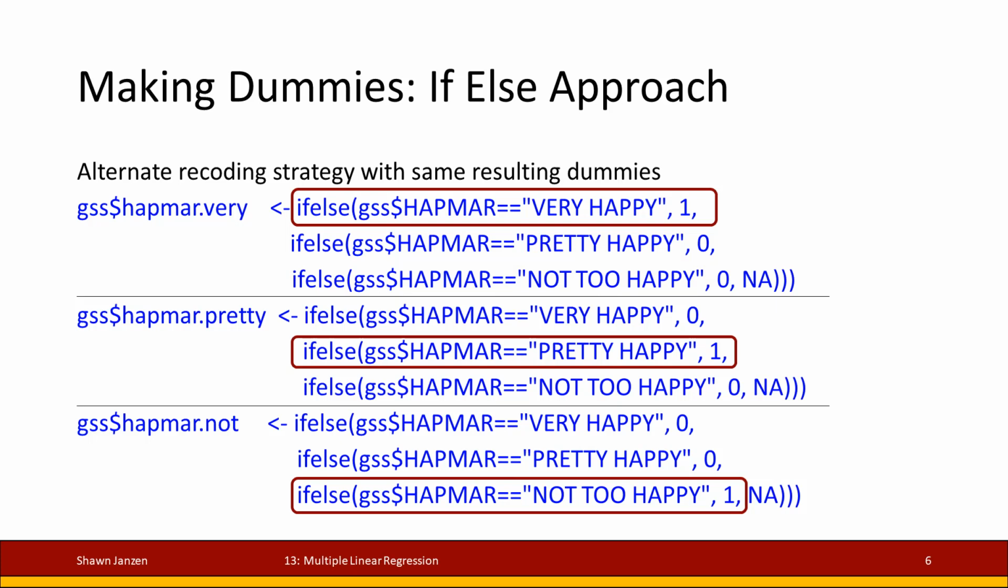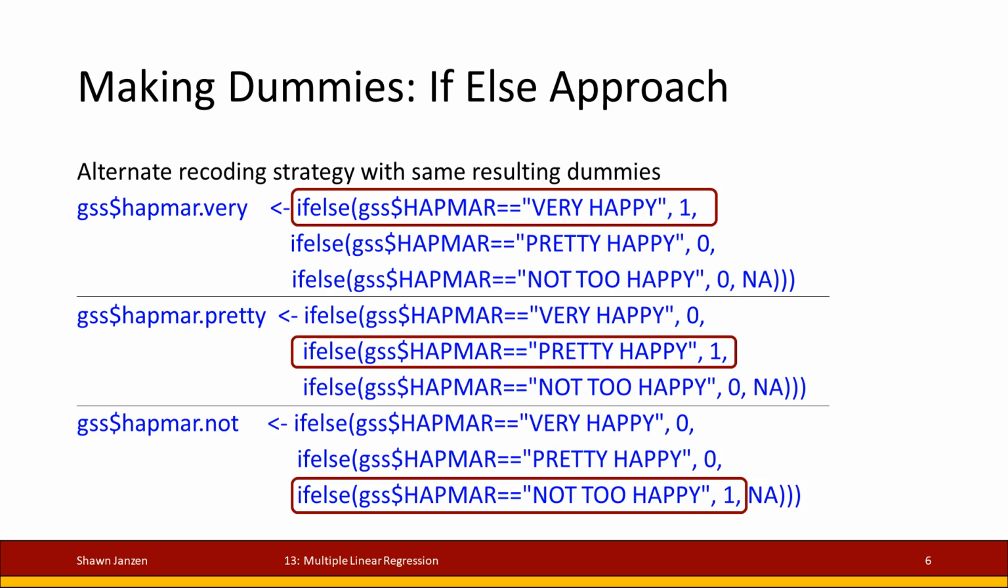And then I close it out with an NA, meaning if you are not identifying as very happy, pretty happy, or not too happy, you are missing. It's always important when you're doing your if-elses and any other recode that if you have a bunch of missing values, you need to account for them. Don't accidentally turn missing values into active values because of a botched recode.